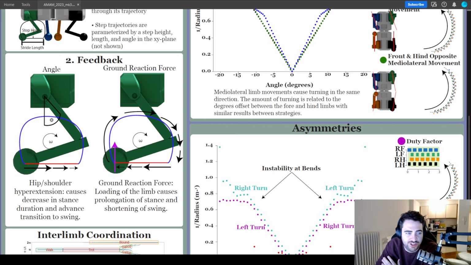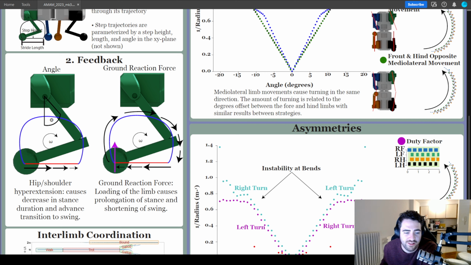To go into the angle feedback, you can see the front left limb here with an angle drawn between the 0 point and where the limb is currently at. And you can see these arrows, which represent the amount of feedback that it's going to provide. So for hip shoulder hyperextension, it's going to cause a decrease in stance duration and advance the transition to swing. Basically meaning that if you're caught in hyperextension, it's going to push you into swing phase. So that's going to occur more at the beginning of stance. So if you just touch the ground but you're hyperextended, we're going to increase it to push you back into swing.